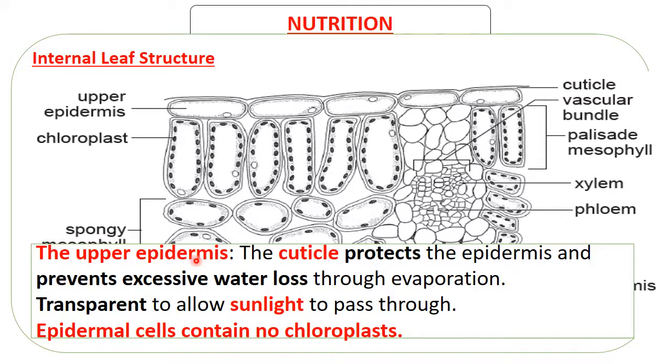We're going to start with the upper epidermis, which has the cuticle. The function of the cuticle is to protect the epidermis and prevent excess water loss through evaporation. So this wax cuticle prevents excess water loss through evaporation. This part is also transparent to allow sunlight to pass through. Epidermal cells contain no chloroplasts, so photosynthesis doesn't take place here, but they allow sunlight to penetrate so that it reaches these cells here, which are the palisade mesophyll cells.